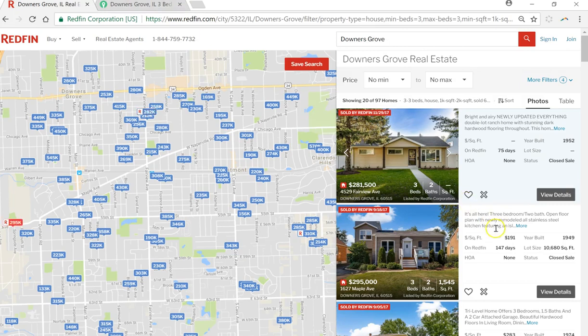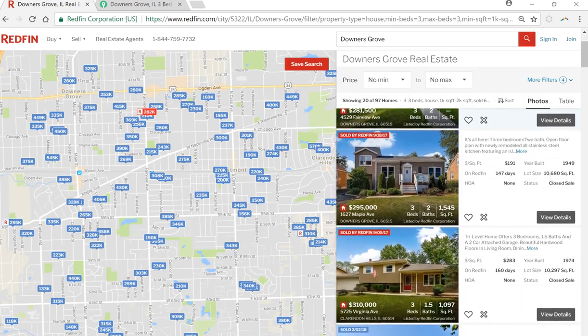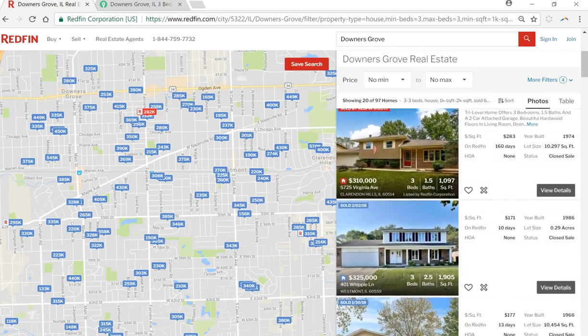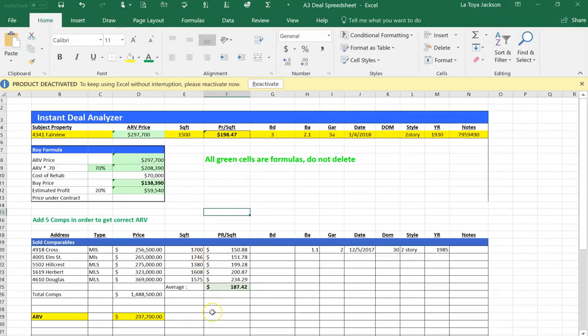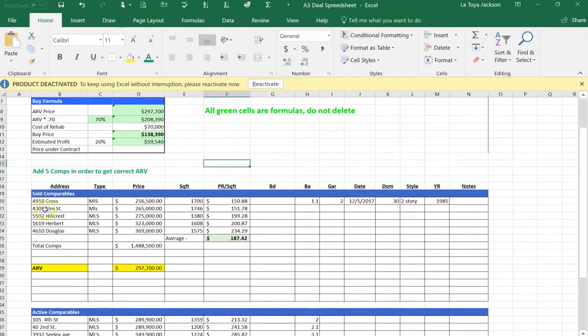Now back to our particular property. So these are the properties that you can choose for when you're looking for your comps. I already pre-selected 5 properties. So we're gonna go here, and these are the properties that I chose from there. 4918 Cross. So the 5 properties.